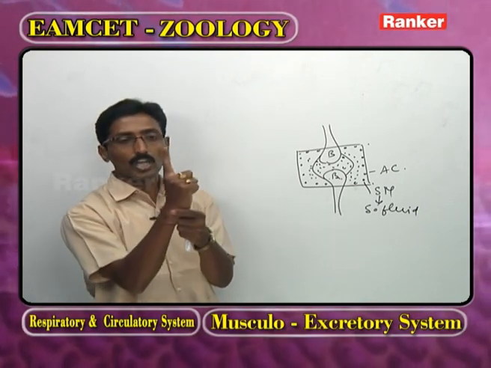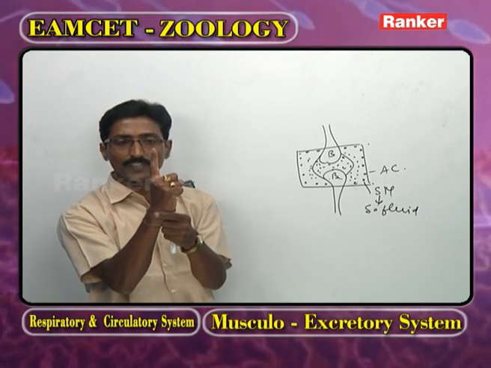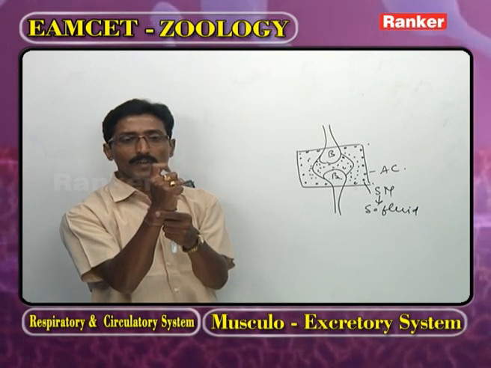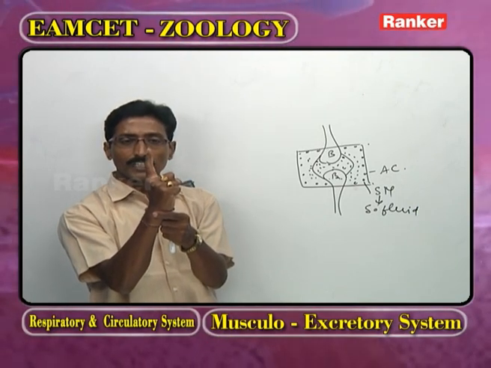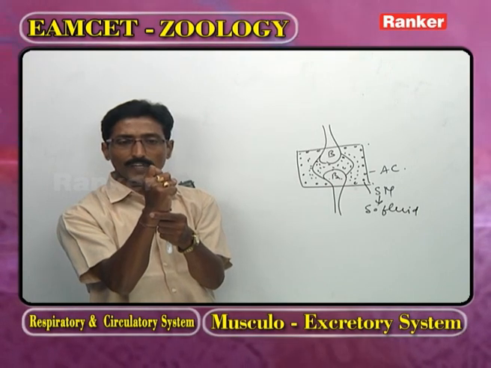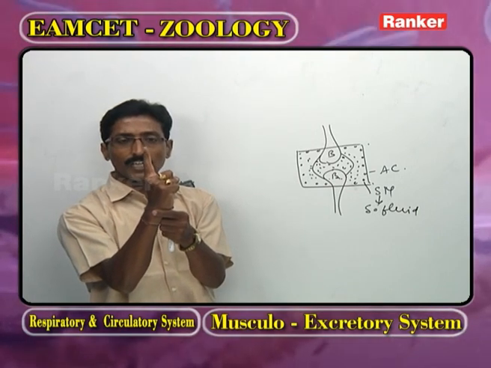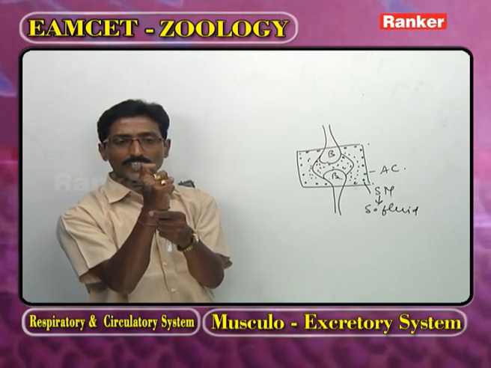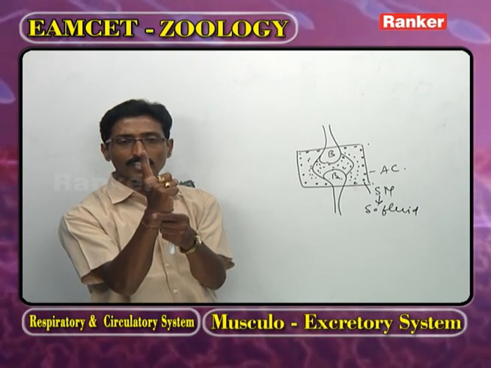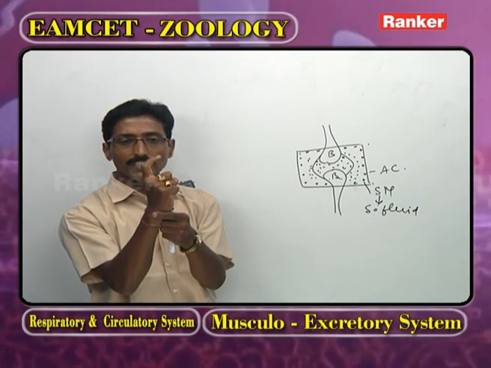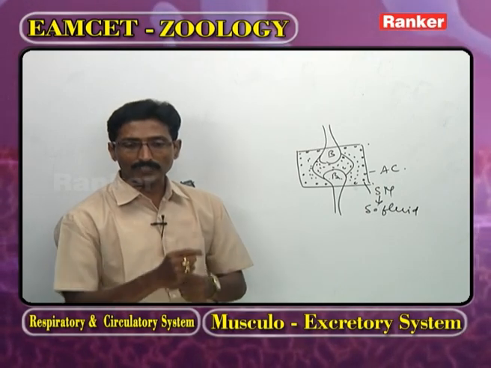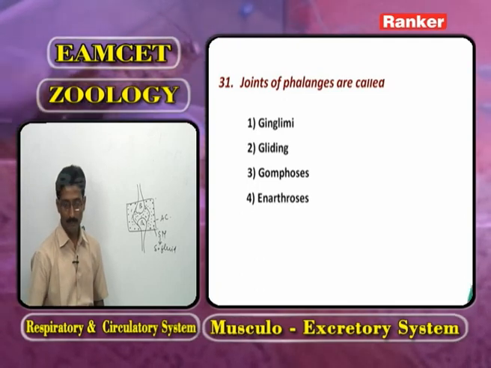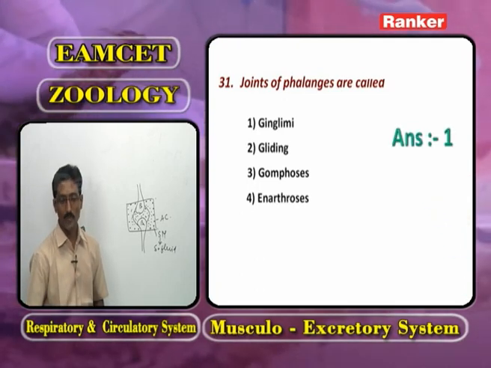Hinge joint. Now as we observe the bones in the fingers or toes, they exhibit movement only in one direction. If it exhibits this movement, the angle decreases. In this stage, the angle increases. So the joint in the phalanges exhibits movement only in one direction. That is called hinge joint. The other name of hinge joint is ginglymus. Now we go for the next question.